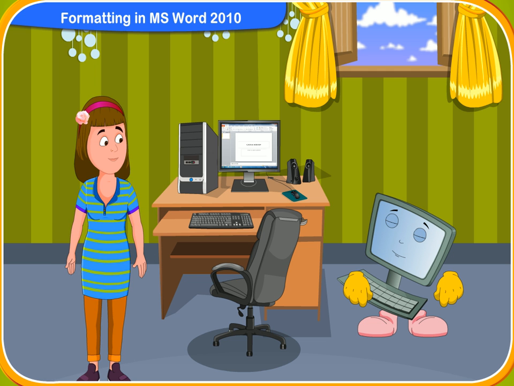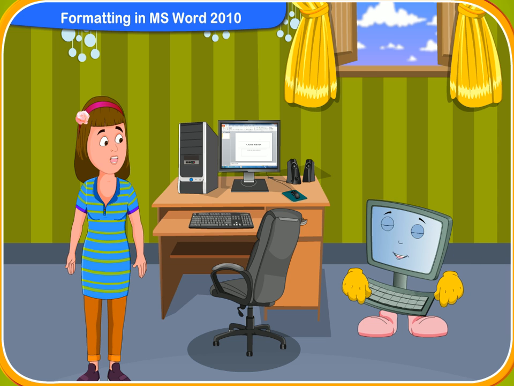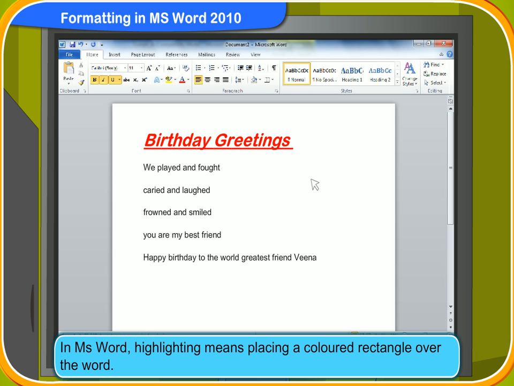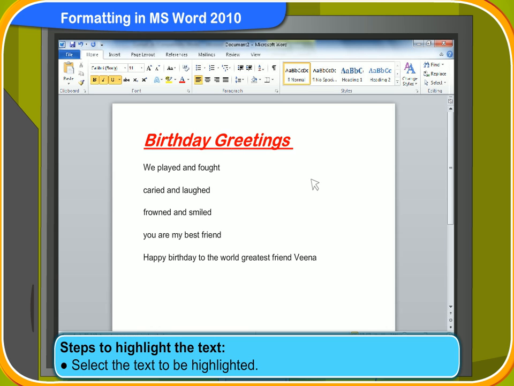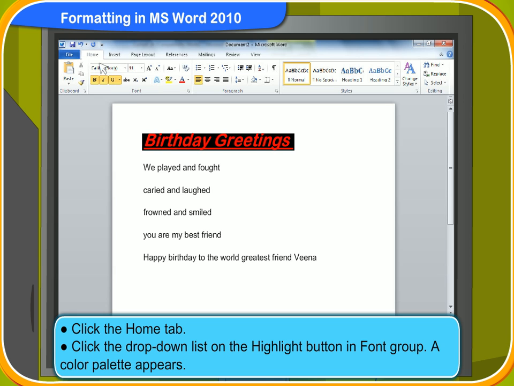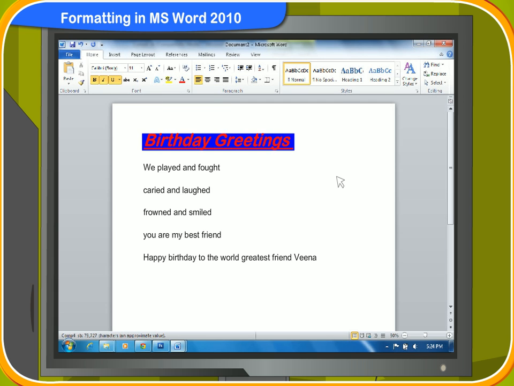That's really nice, Kliko. You can also highlight any text you want in the document. Really? How do we highlight text? In MS Word, highlighting means placing a colored rectangle over the word. To highlight text, the steps are: first, select the text to be highlighted. Click the Home tab. Then, click the drop-down list on the Highlight button in the font group. A color palette appears. Select the required color from the palette and click on it to apply. Look, the selected words are now highlighted.